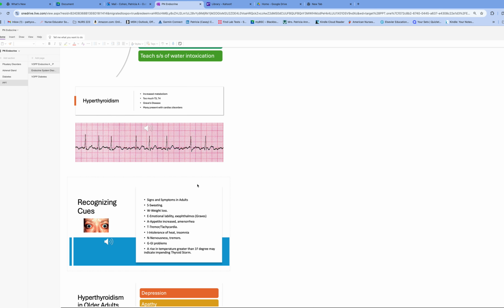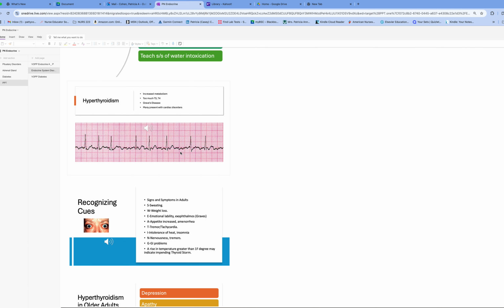Okay, hyperthyroidism. Okay, you have to know all the signs of hyperthyroidism and hypothyroidism, obviously. So usually, sometimes patients present with hyperthyroidism with cardiac issues. Graves' disease is the autoimmune type of hyperthyroidism, and it's the most common type of hyperthyroidism. We mentioned earlier that they have increased metabolism with a high T3 and T4.